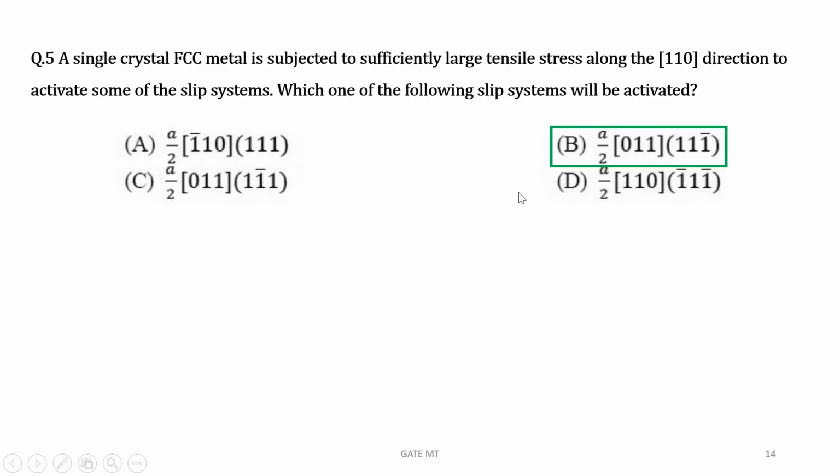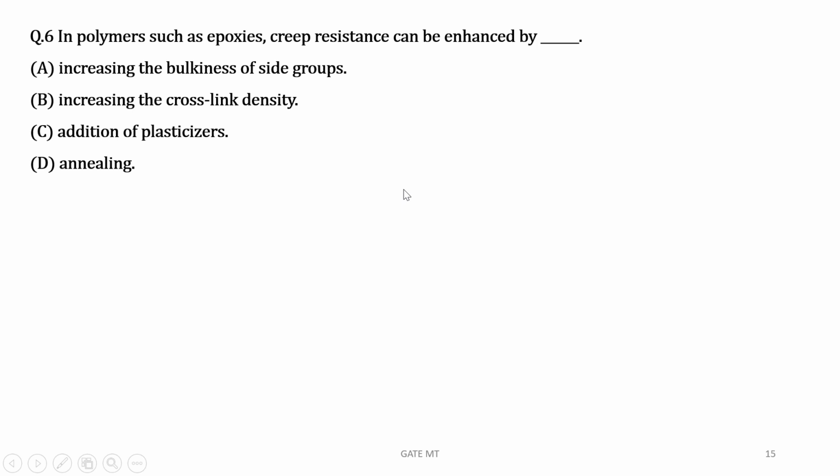Okay, so the answer is option B. That is 0 1 1 direction and 1 1 1 bar plane. So that is the answer to this particular question. So the final question is, in polymers such as epoxies, creep resistance can be enhanced by increasing the bulkiness of side groups, increasing the cross-link density, adding of plasticizers, and annealing. So please take care that in polymers such as epoxy, for thermoset polymers and thermoplastic polymers, multiple answers will be matching.